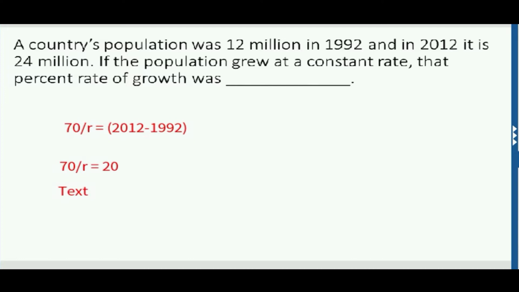Then we'll take that R and move it to the other side. So then we'll have 70 equals 20R. And then 70 divided by 20 equals R. So we'll have R equals 3.5. And that's how you do that. So that's kind of two ways to do the growth rate formula.